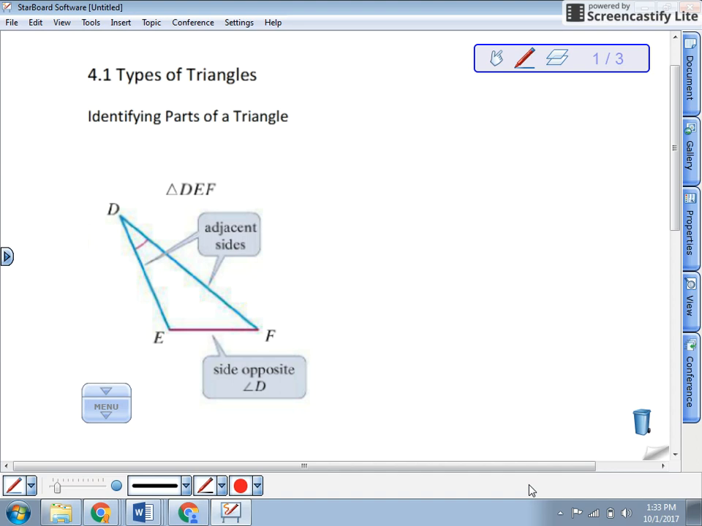Welcome to the notes on identifying parts of a triangle. Here we go. The first thing we've got is this example here. If we were going to look at angle D, and they'll tell you which angle to focus on, here we'll focus on angle D right here. All right, that's this angle right here.